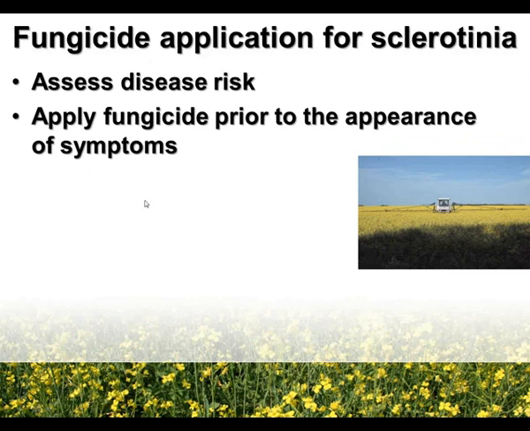What about fungicide application? So really, and we're getting towards the end of the presentation now, so we want to assess disease risk and determine whether you need to apply a fungicide or not. And with Sclerotinia, you need to apply the fungicide prior to the appearance of symptoms in the crop. So if you come back to the crop and it's already in full bloom at least, and you go out to the crop and you start to see some early evidence of symptoms, it actually is probably too late to spray. You really need to put that fungicide on prior to the appearance of symptoms on the leaves and stems.